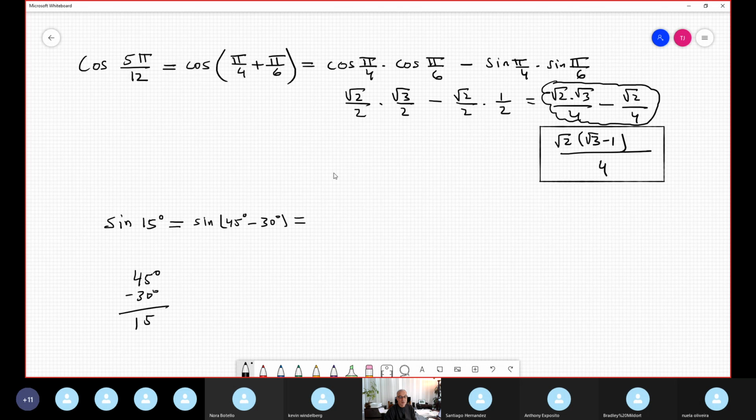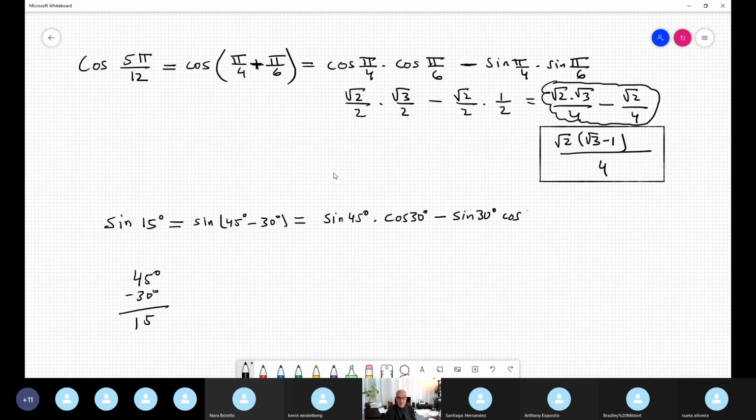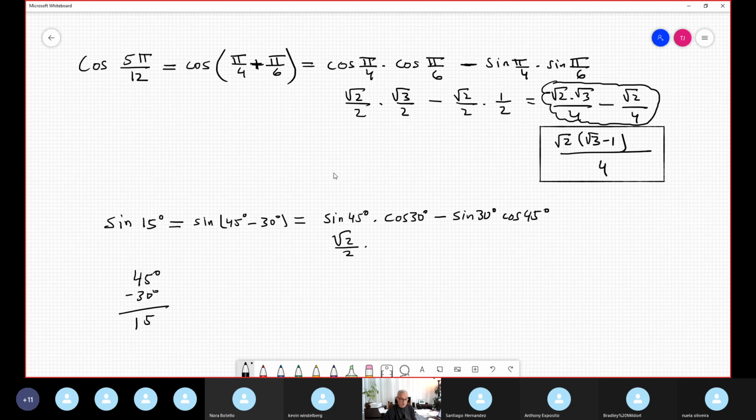I know very well the exact trigonometric values of 45 and 30 because they are fundamental angles. And this is sine 45 times cosine 30, minus, in this case, the signs are opposite: it's plus and minus. In this case, plus and plus, or minus and minus. Minus sine 30 times cosine 45. This is radical 2 over 2. This is radical 3 over 2. Minus, this is 1/2. And this is radical 2 over 2.